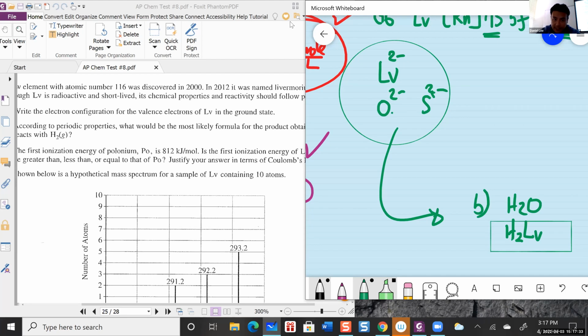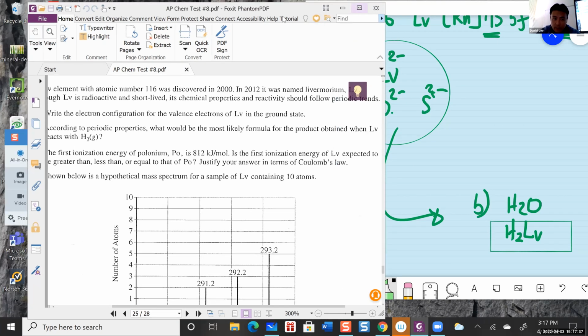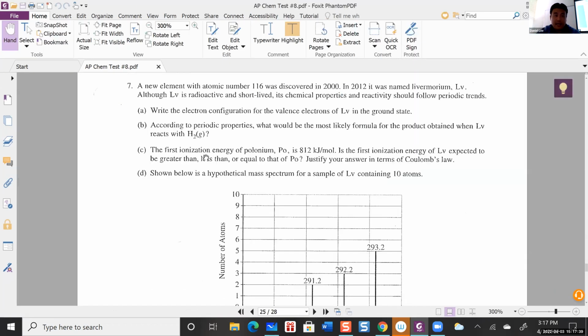Okay, let's look at the next one. Next one, we're looking at ionization energy. So periodic trend: ionization energy increases as you go up a group because there's less electron shielding. Ionization energy increases across the period because of the greater nuclear charge, right? So let's see what we're comparing. We're looking at Po. The first ionization energy of LV is expected to be greater than, less than, or equal to. So you've got to look at Po relative to LV.